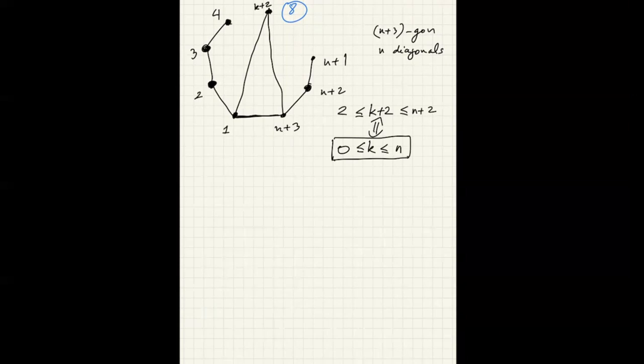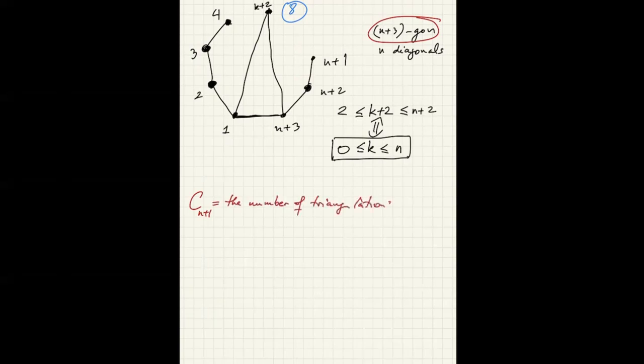All right, and now, what are we trying to count? We are trying to count, because we are in this n plus 3 gon, C n plus 1 is the number of triangulations of this n plus 3 gon by n non-crossing diagonals. That's the definition.